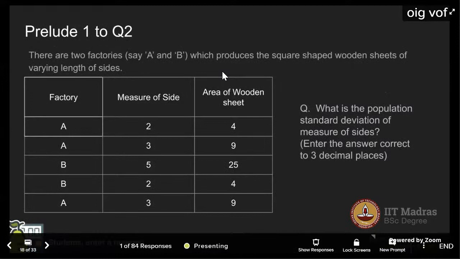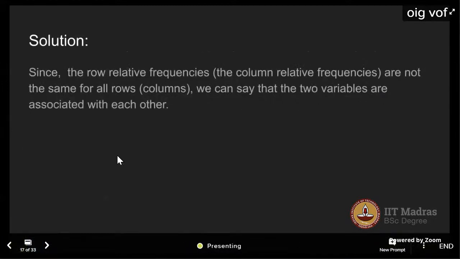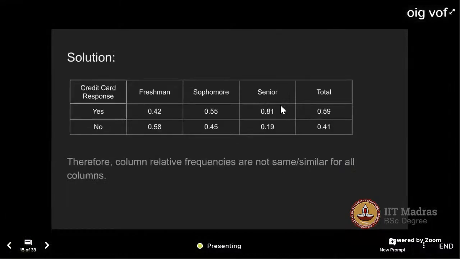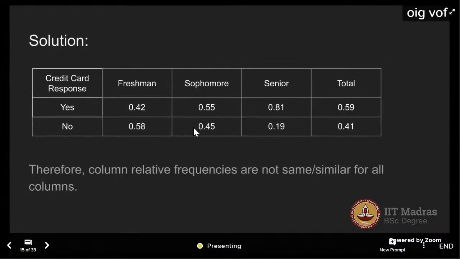You can see that if you are a freshman, there are fewer chances that you own a credit card. If you are a second year, it is close to 50-50. But if you are a senior, then there are high chances you own a credit card, right? That's what you also calculated from here.